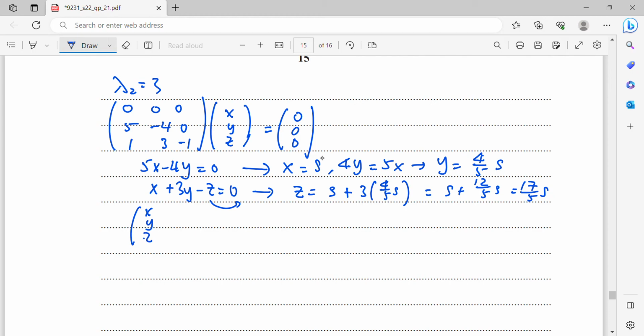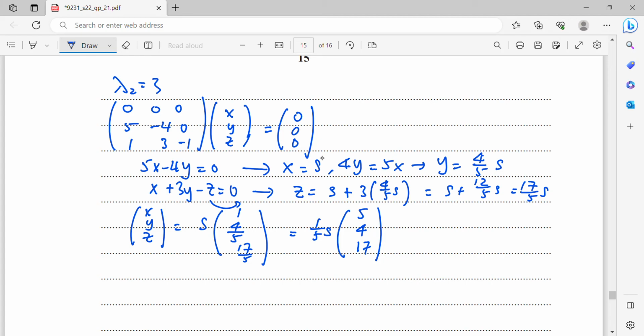So from here, I will get my solution. So all in terms of s, x is 1s, y is 4 over 5s. Then the z is 17 over 5. Okay, so from here, I may factorize the 1 over 5. So I'll get 5, 4, 17. Okay, let me check the working first.